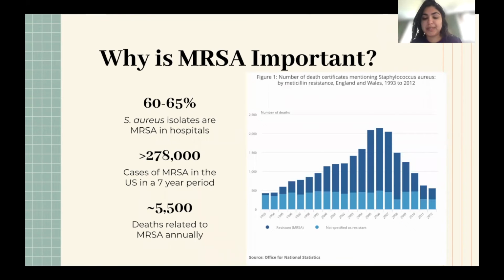And in the dark blue, you can see the MRSA strains that are causing death. As you can tell, the resistant strains are much, much more of a threat and can cause more deaths than the regular strains of Staph aureus.